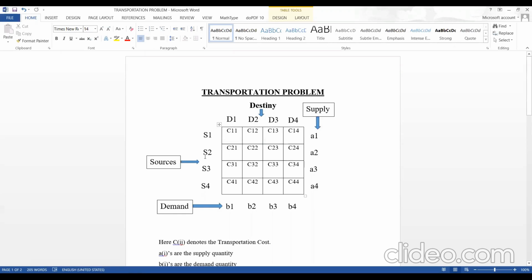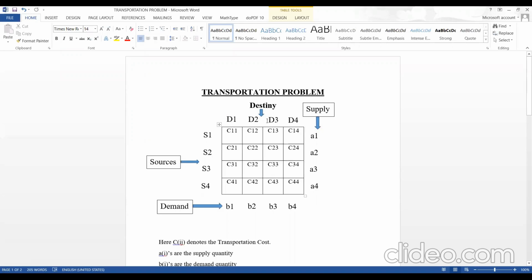Similarly, the capacity of source S2 is to supply A2 quantity. From source S3, you can supply a maximum of A3 quantity, and from source S4, a maximum of A4 quantity. Is that clear? A1, A2, A3, and A4 are the supplies from different sources.